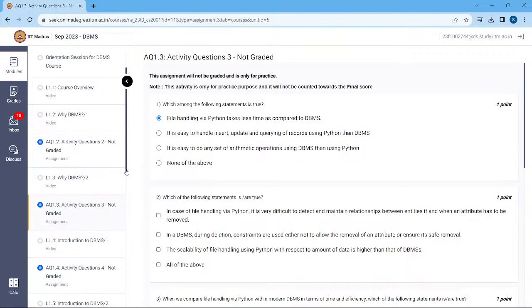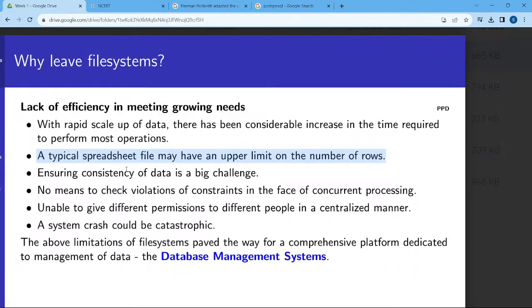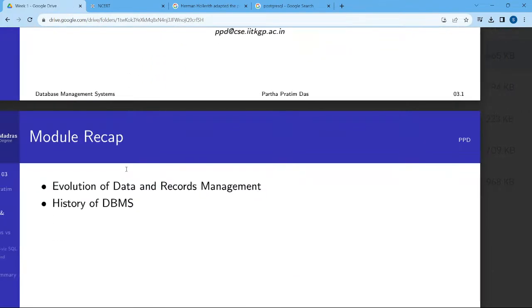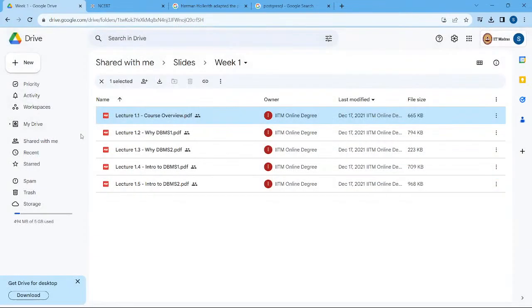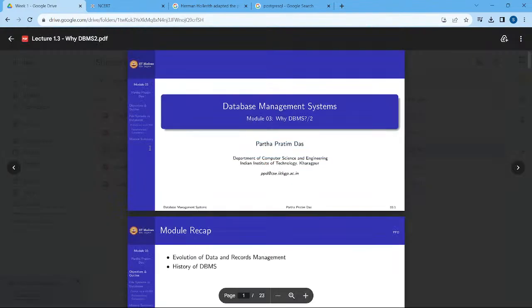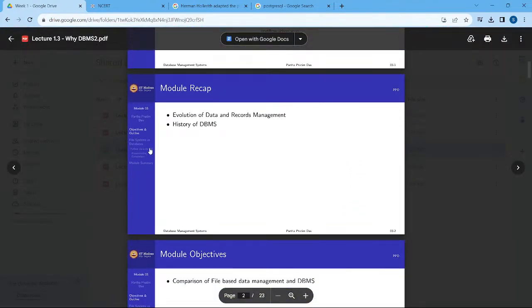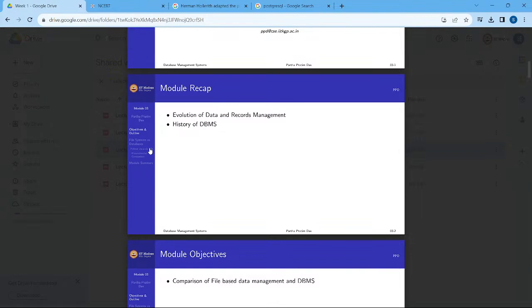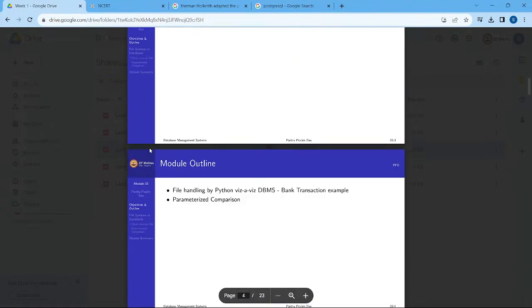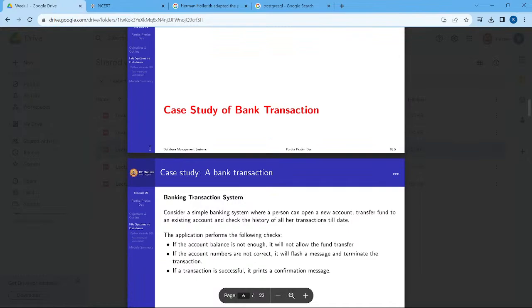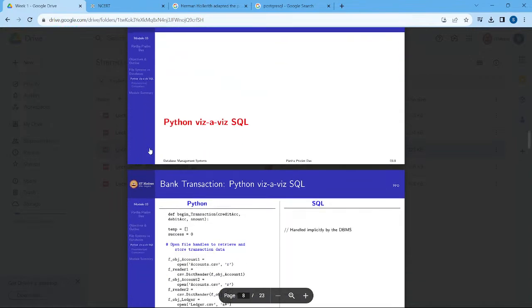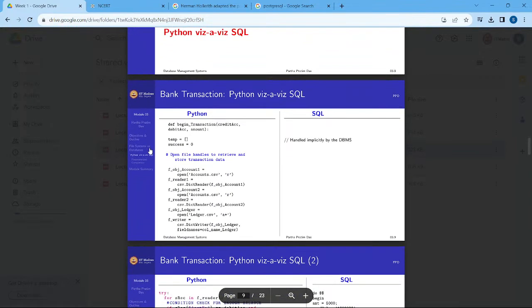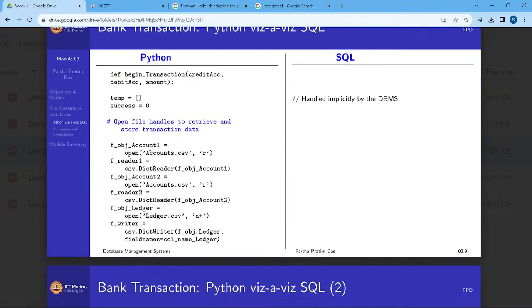So where is it? Let's go to the slide. What does this module have? Evolution and history. Wait a second, which one is this? Okay, it again will be telling us about the evolution and history of record management. Case study of bank transaction. Okay, so this one doesn't have much to offer us.